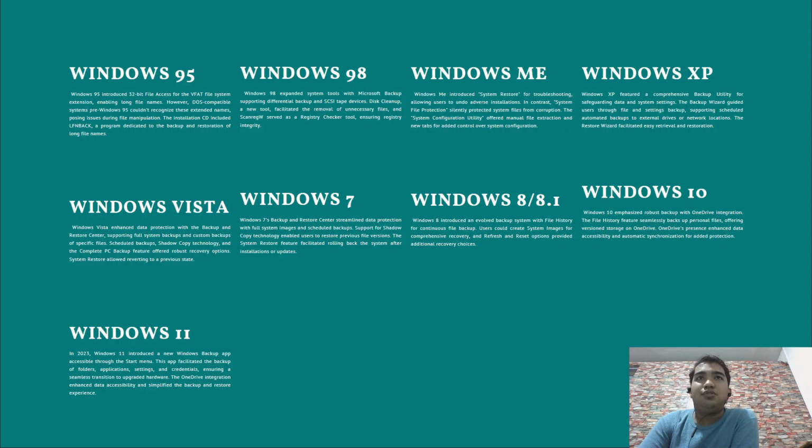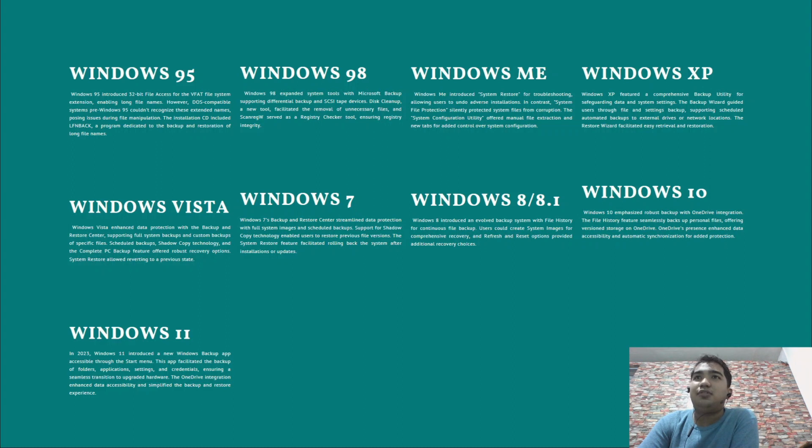Windows 98 introduces Microsoft Backup, Disk Cleanup, and ScanRegW, which serves as a registry checker tool, ensuring registry integrity. Windows Me introduces system restore for troubleshooting, allowing users to undo adverse installations. It also introduces system file protection to protect files from corruption, and system configuration utility, which allows for manual file extraction.